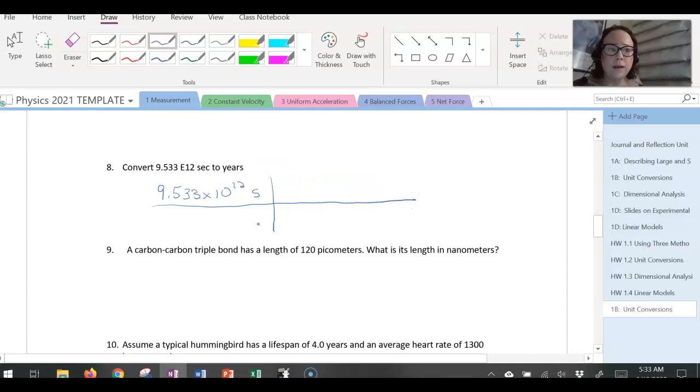Now, I know that there are 3,600 seconds in 1 hour, and then if I think about it, I know how many hours are in a day, right? There are 24 hours in a day, and there are 365 days in 1 year. And so seconds are canceling, hours are canceling, days are canceling, and I'm left with the unit that I'm trying to get to, which is years.